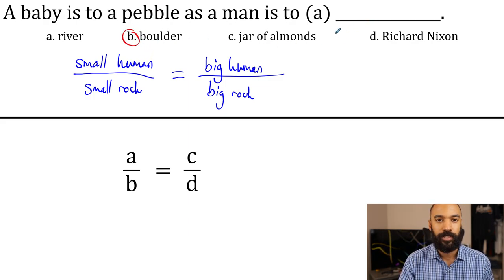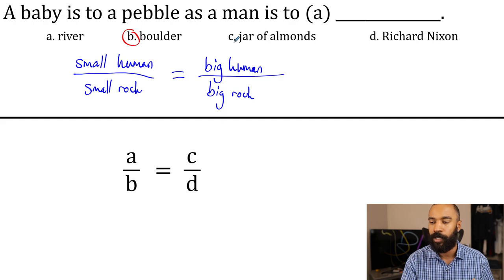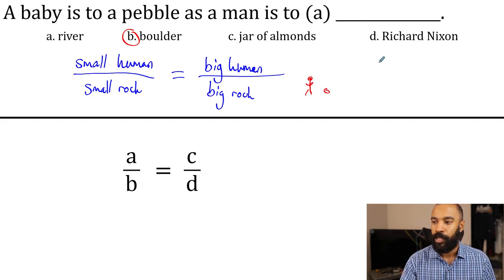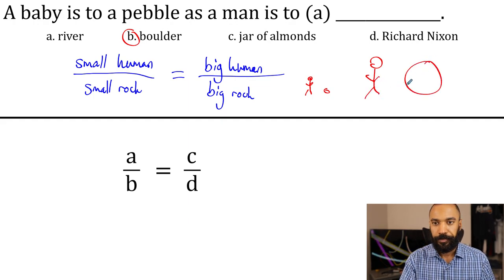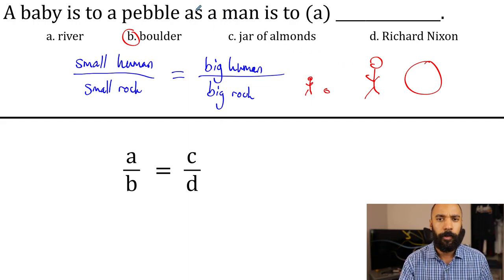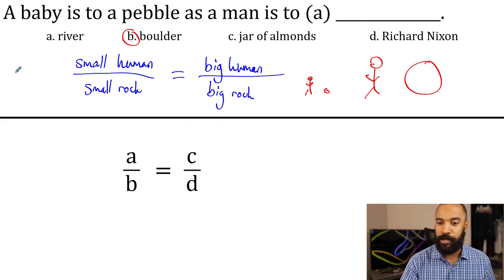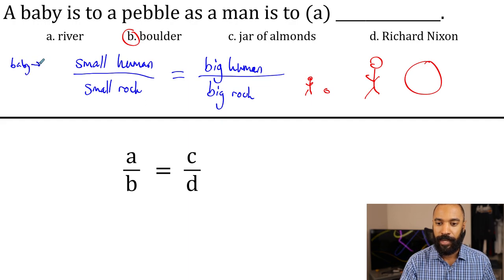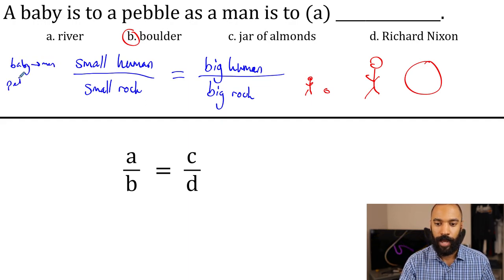Even though Richard Nixon's a man, even though you skip pebbles on a river, we're looking for the idea of small human, small rock, big human, big rock. Okay? And that's the tie-in with proportions, and that's the idea. And there's a correspondence to it. You don't even have to say it this way. It doesn't have to be baby to pebble and man to rock. It can be baby to man and then pebble to rock.